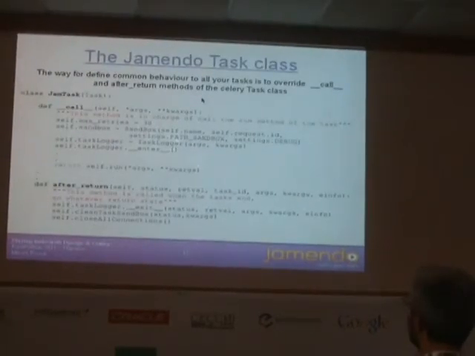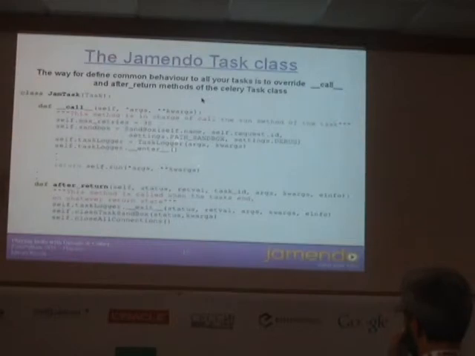Okay, this is the Jamento task class. Of course, I don't want to explain how we write our code. It's just to let you understand what you can do by overriding some common methods of the Celery task base class. The most important methods, I think, are call and after return.